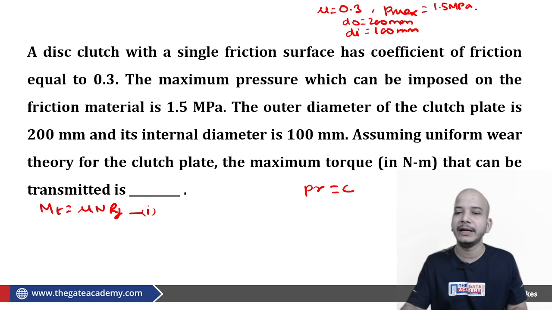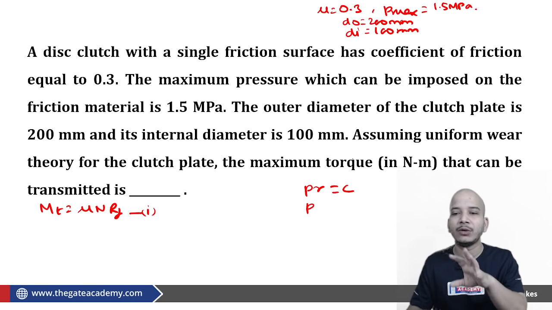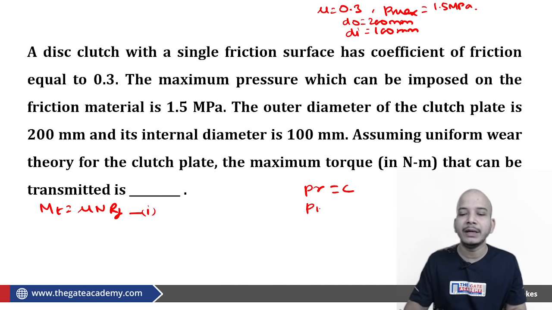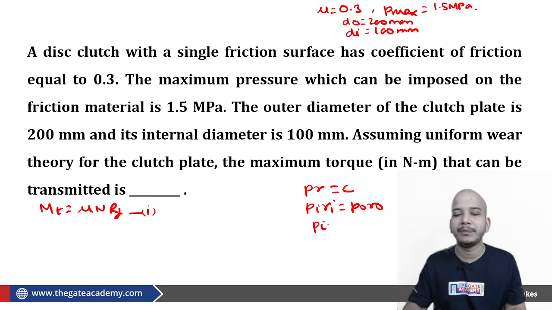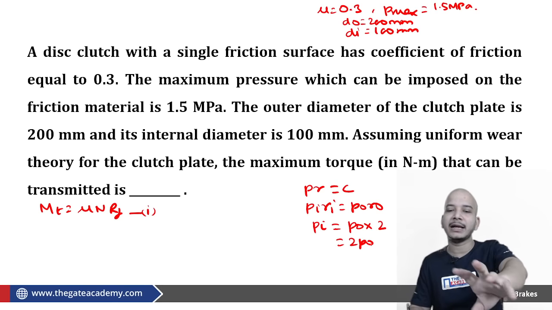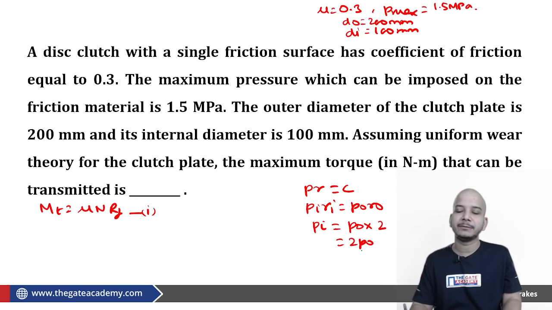Let us find out whether this P max is PI or PO. We should understand which of the two must be greater, then we can say which one is 1.5. So PI Ri is equal to PO Ro. From here, PI must be equal to PO into Ro by Ri. In this particular case, it should be 2 times PO, for Ro and Ri being 100 and 50 respectively.